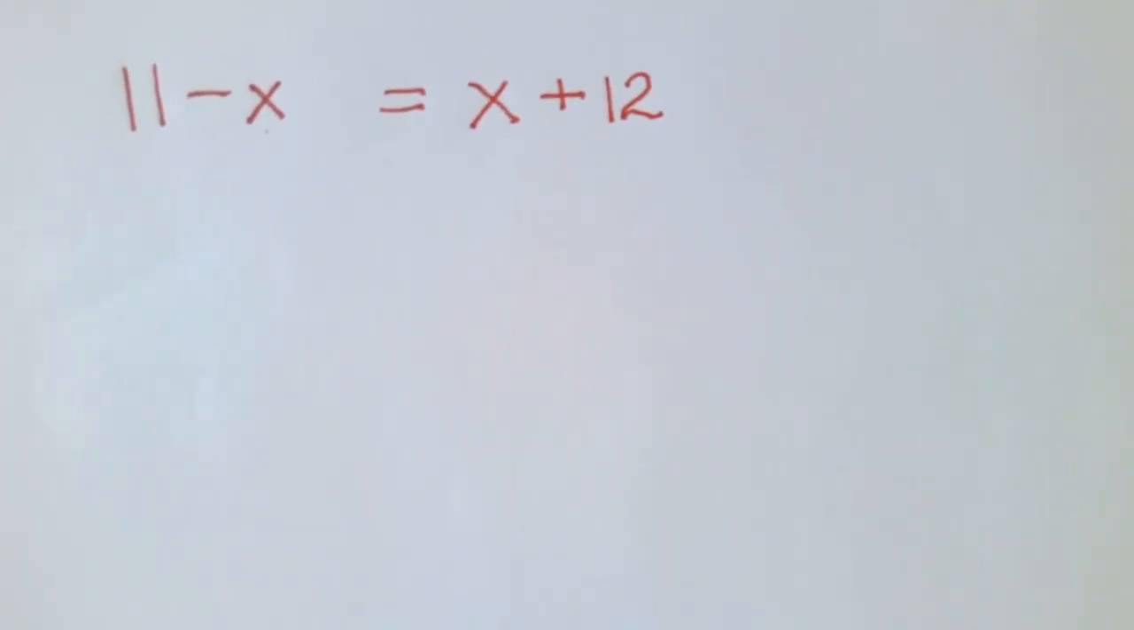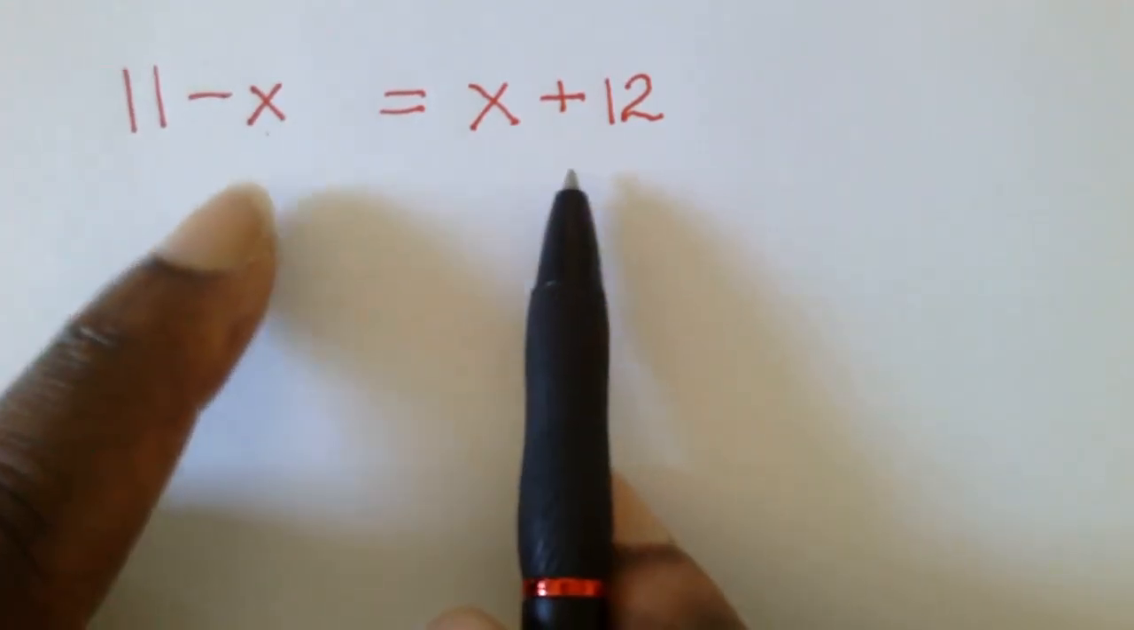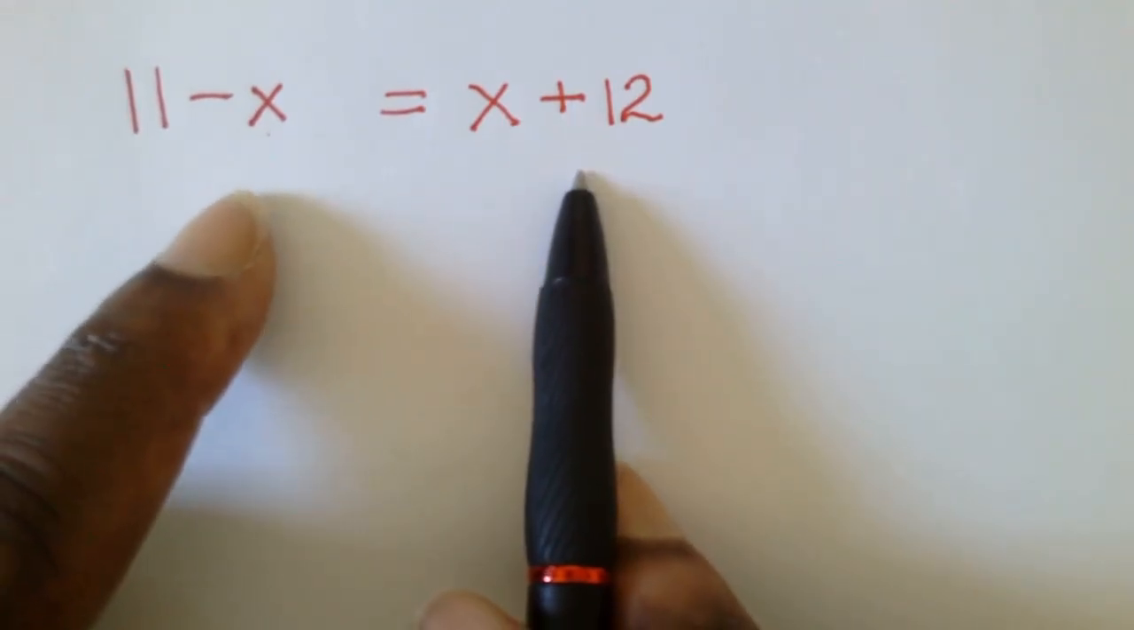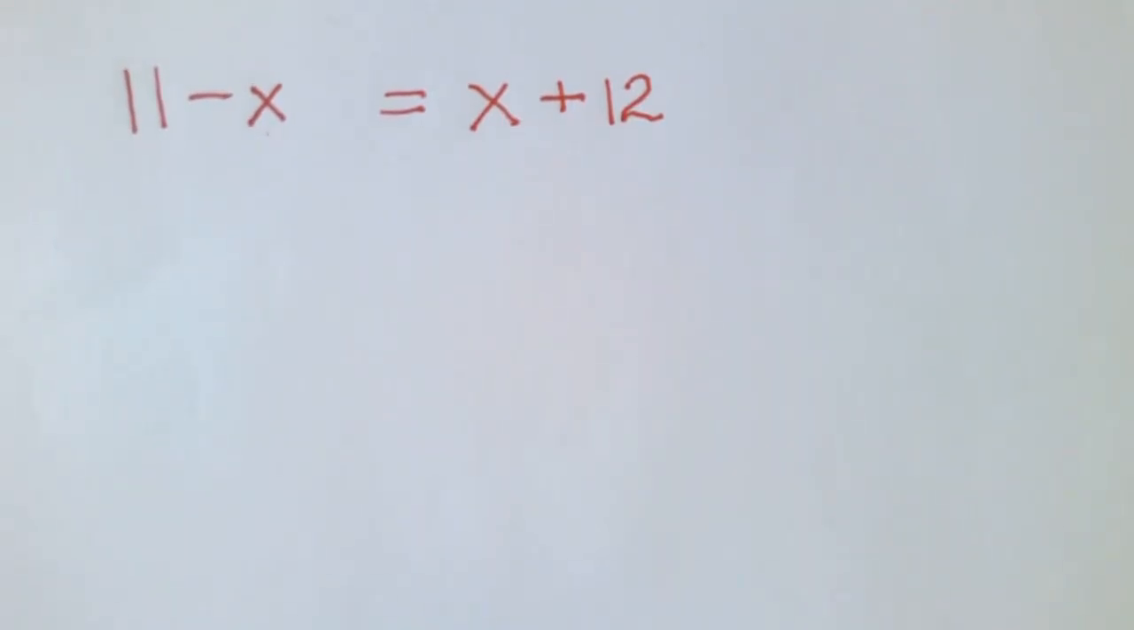So we want to get our x's on one side of the equal sign. And this is when it gets tough for a lot of people, because people are like, I don't know where to start. Does that sound like you?